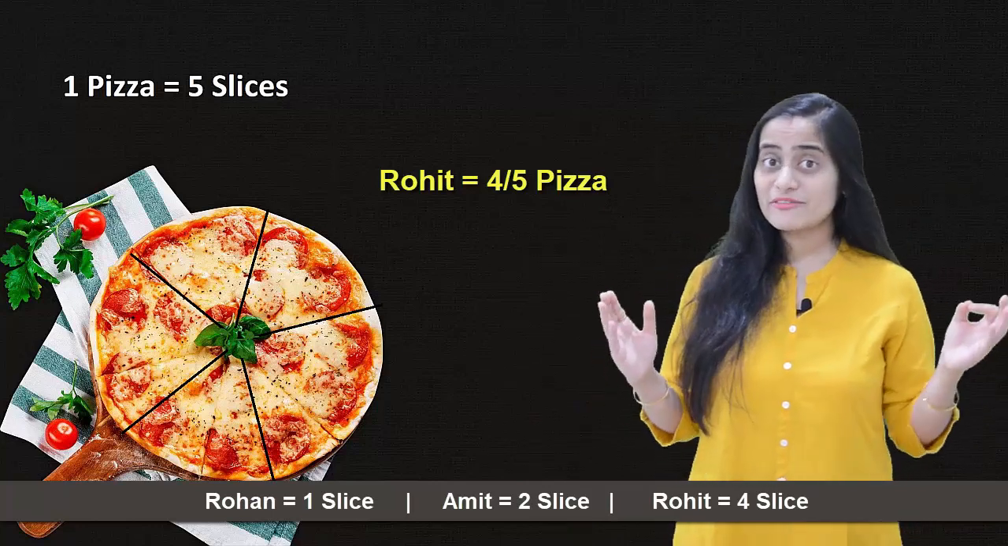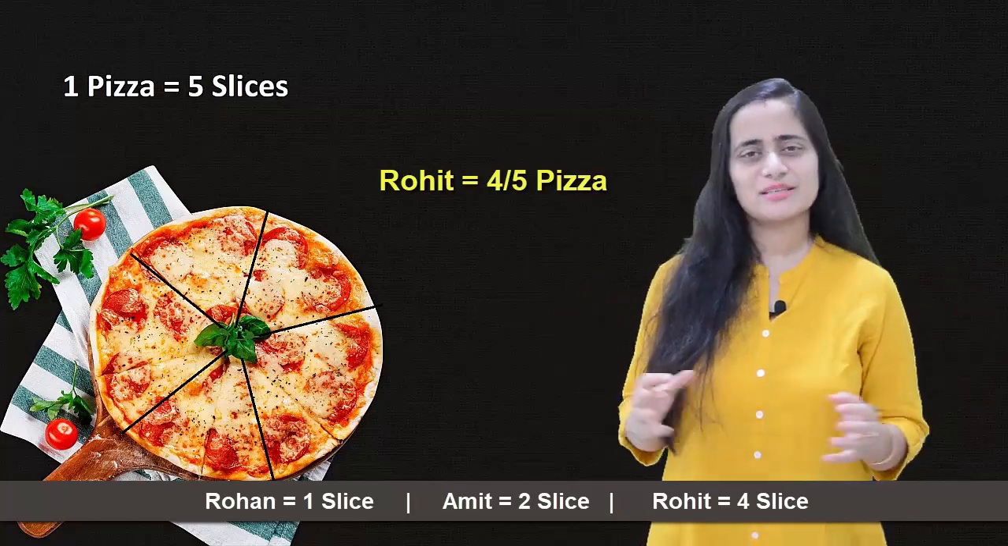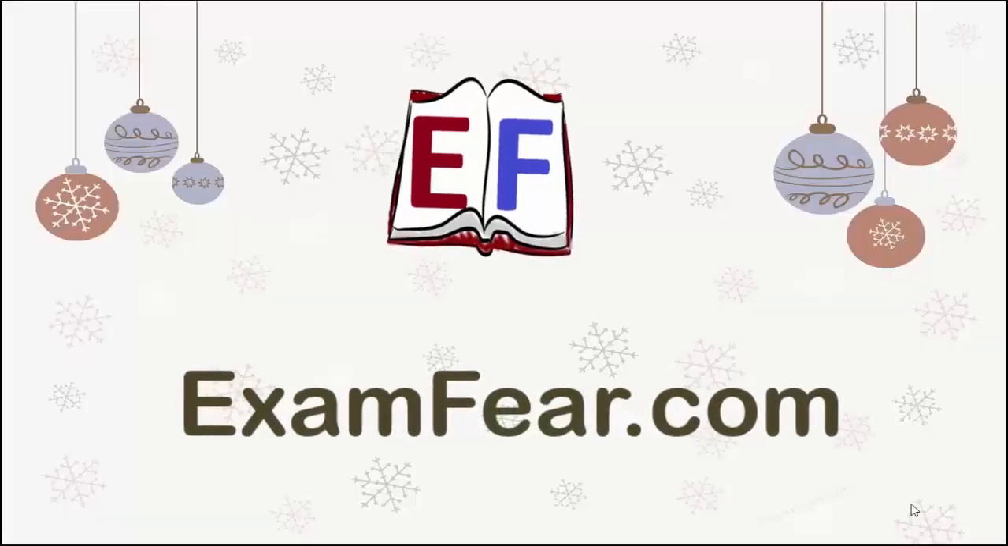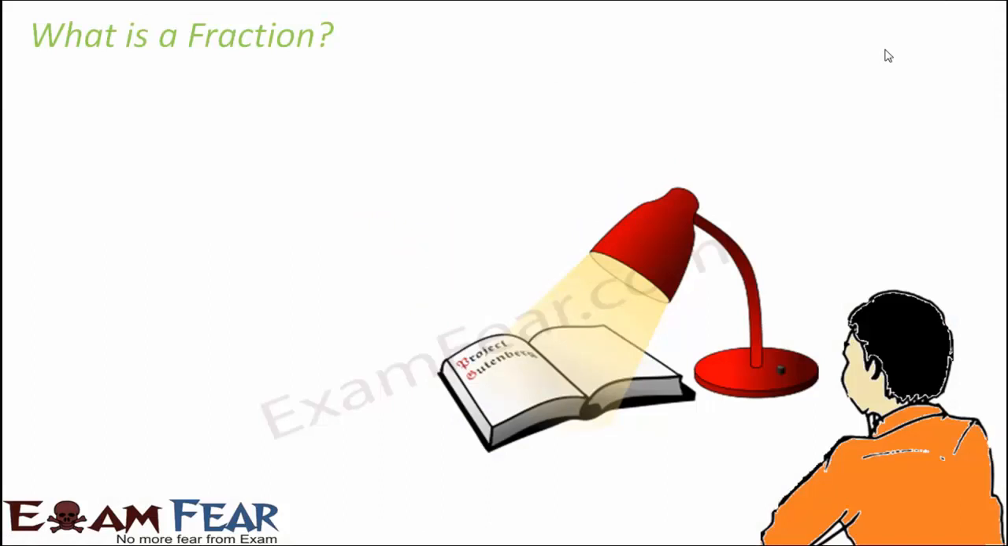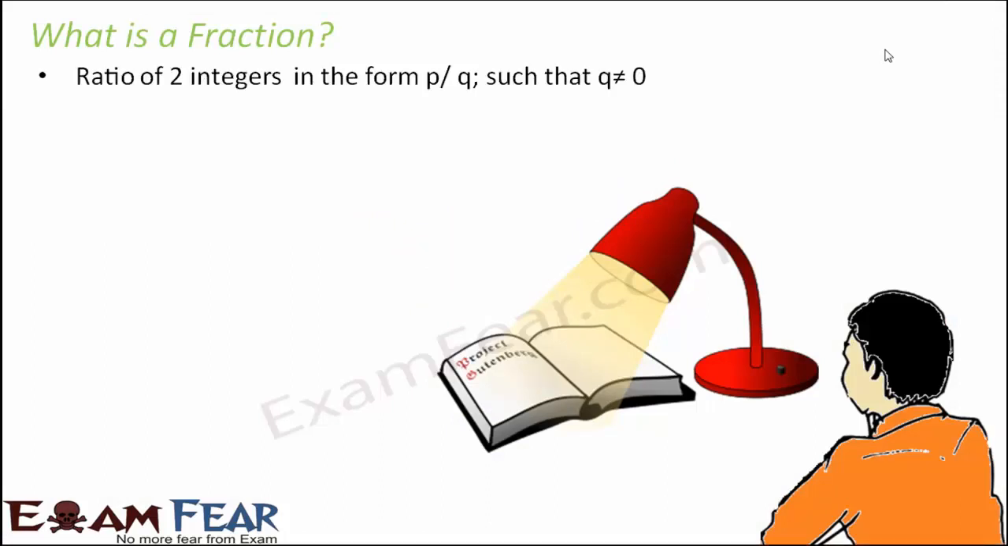Now let us look at fractions a little more mathematically. So let us see what a fraction is. It is a ratio of two integers in the form p by q such that q is not equal to zero. Now this is a very mathematical definition, right? So let's take one more example to define a fraction.